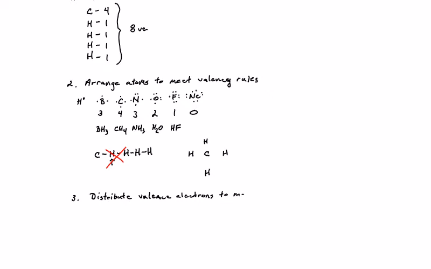That means, for the most part, we're going to follow the octet rule, which basically says most elements like to have 8 electrons. Well, most of the elements we're going to be looking at here like to have 8 electrons. There are exceptions to that rule, of course. Furthermore, hydrogen, for example, only wants to have 2 electrons, so it has more or less a duet rule. But the general rule is the octet rule.